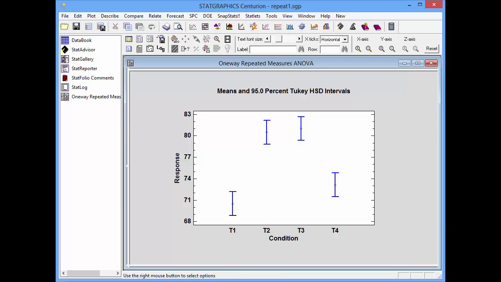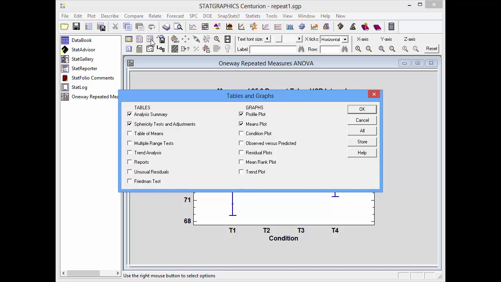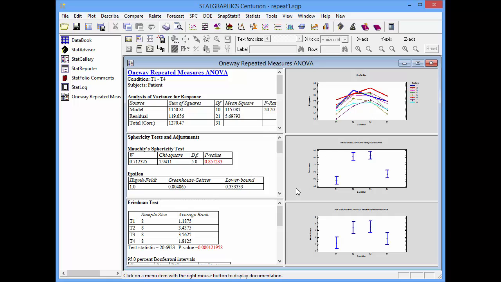If I was worried that there might be outliers present in the data, or that the errors followed some other pattern than a normal distribution, I might prefer to take a non-parametric approach. If I go to the button that lists the available tables and graphs, I could ask for a Friedman test and a mean rank plot. This table and graph go hand in hand.